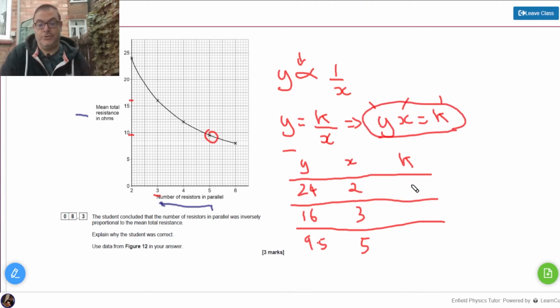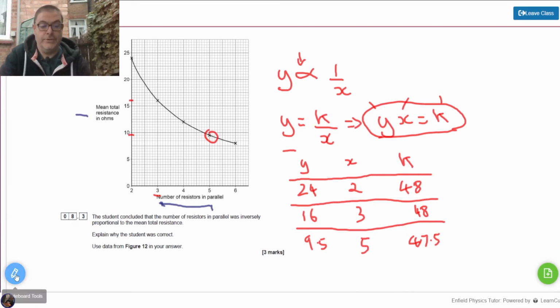So 2 times 24 is 48. 3 times 16 is also 48. I don't know what 5 times 9.5 is. Let's find out. 47.5. Well, it's not 48, but it's nearly there.